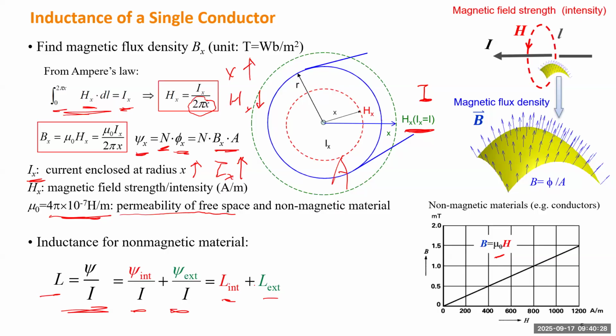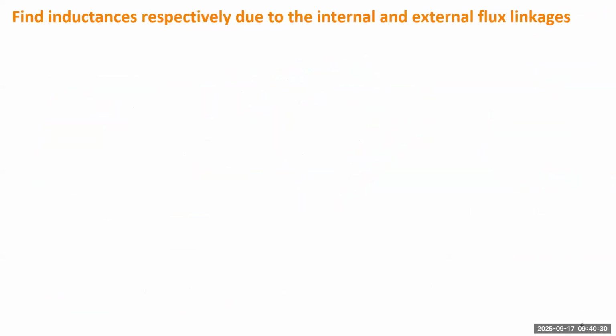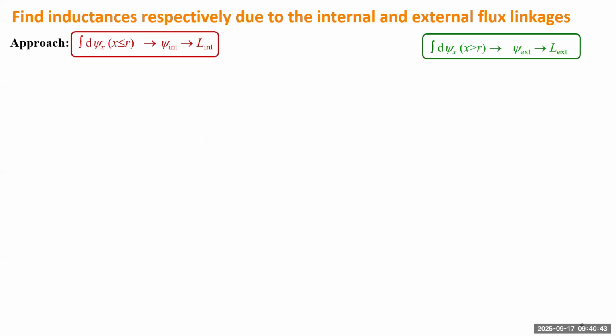All right. So next we use one slide to explain how to identify the internal and the external flux linkages and then finding the inductances. So the approach will be same. First we need to find the flux linkage inside of a conductor and also the flux linkage outside the conductor. Then we integrate the flux linkage. We calculate total flux linkage. Then the total flux linkage divided by current will be the inductance. So similarly, we'll do the same thing.